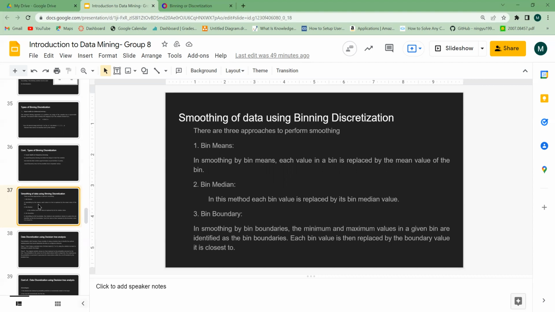The second one is bin median. In this method, each bin value is replaced by its bin median value. The median value is obtained by taking the value lying at the midpoint of the frequency distribution. The third type is by using bin boundaries. In smoothing by bin boundaries, the minimum and maximum value in a given bin are identified as the bin boundaries. Each bin value is then replaced by the boundary value that it is closest to.